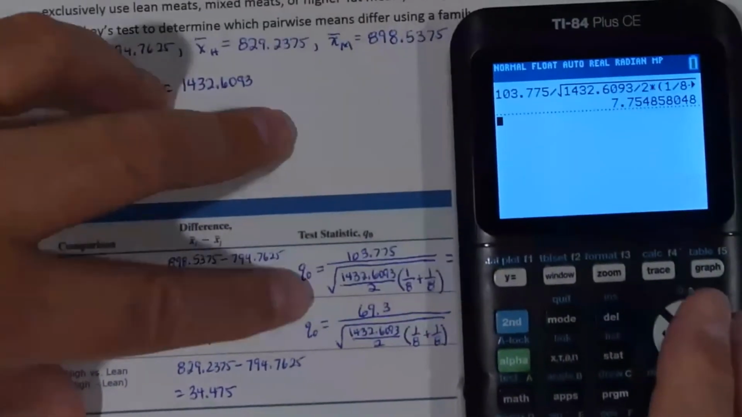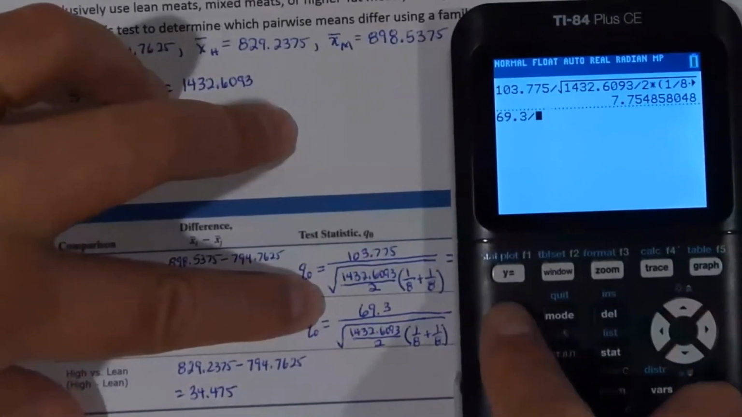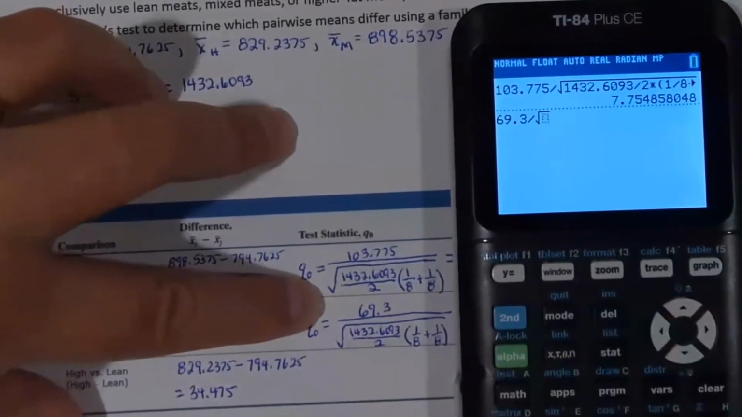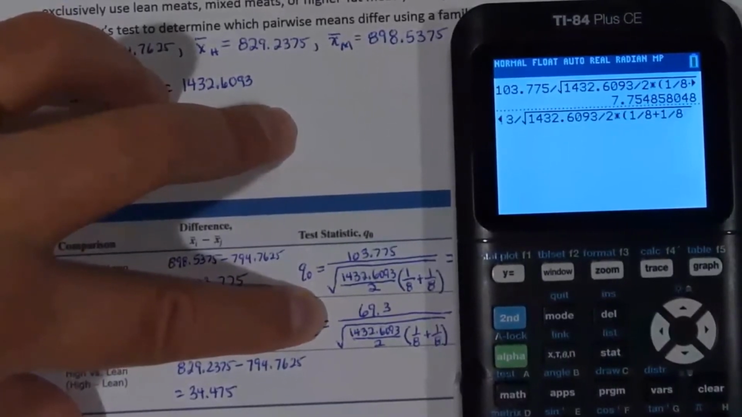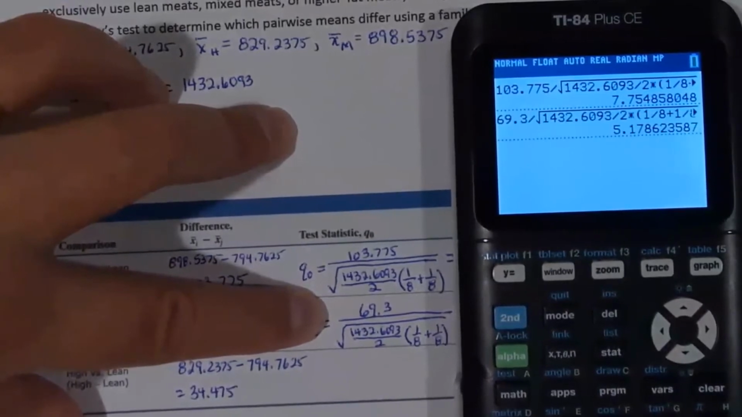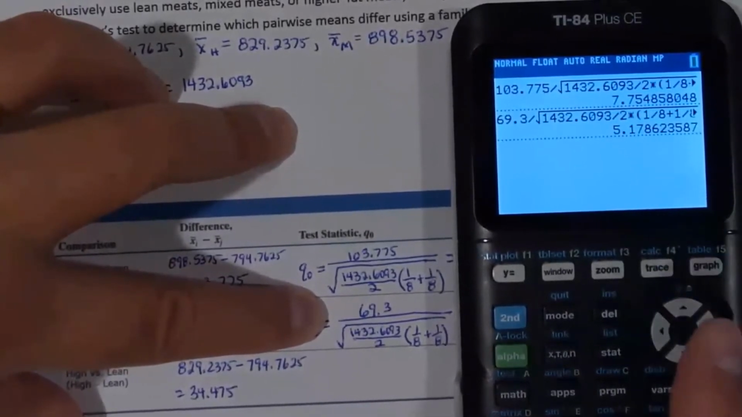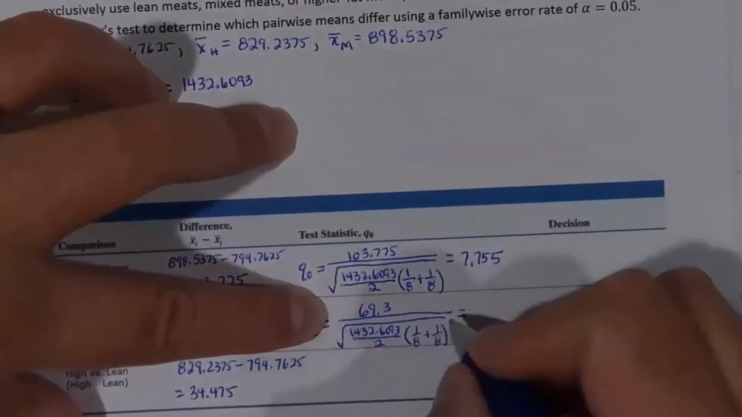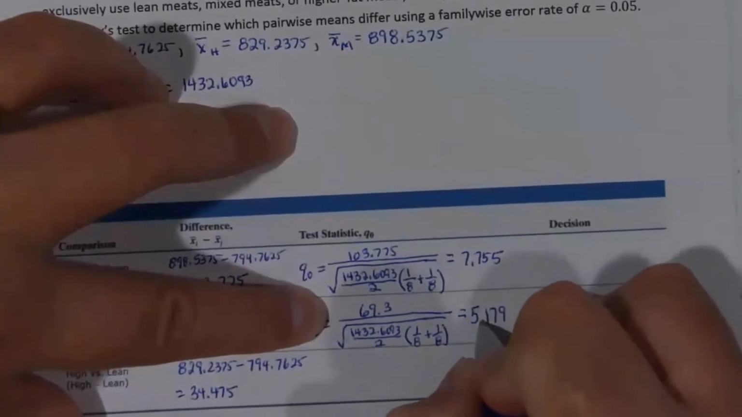So if I punch this in, 69.3 divided by the square root of 1,432.6093 divided by 2 times parenthesis 1/8 plus 1/8 close parenthesis. And so that is 5.179 if I round to 3 places.